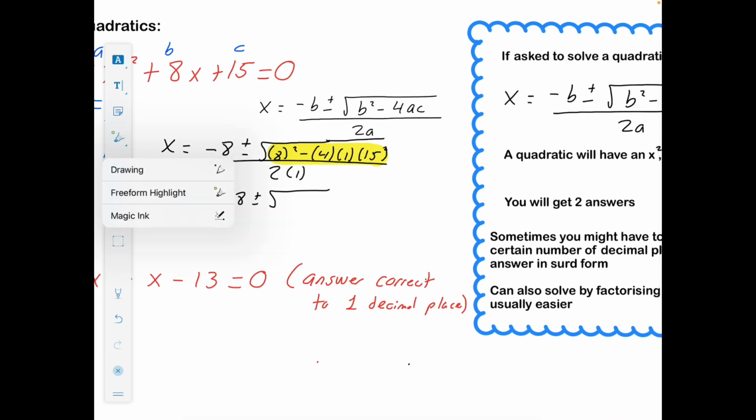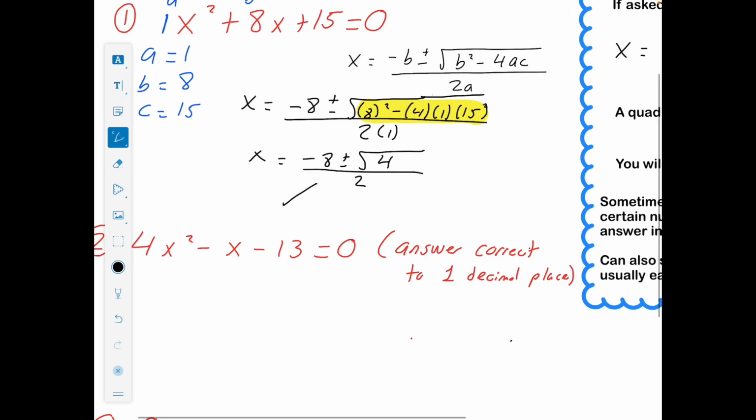Now what I'm going to put into my calculator here, I'm just going to put in the bit that's underneath the square root without the square root. So in my calculator, without the square root, I'm going to put in 8 to be squared minus 4 by 1 by 15, sorry, by 15. And I get out 4, so the square root of 4, all over 2.